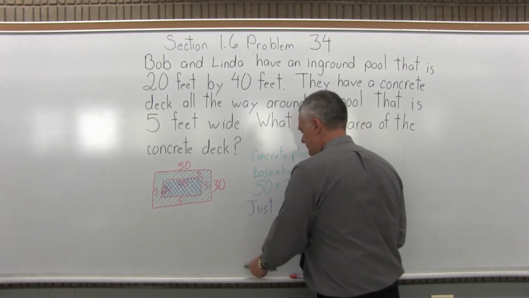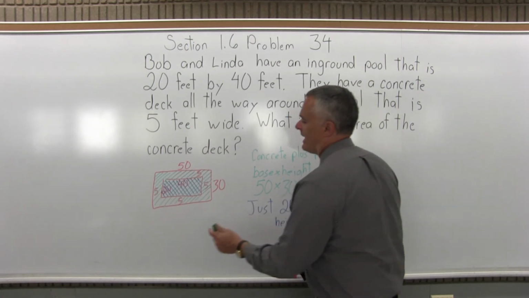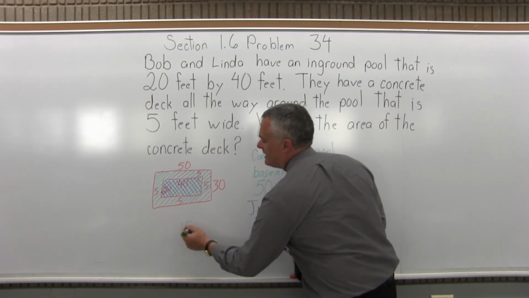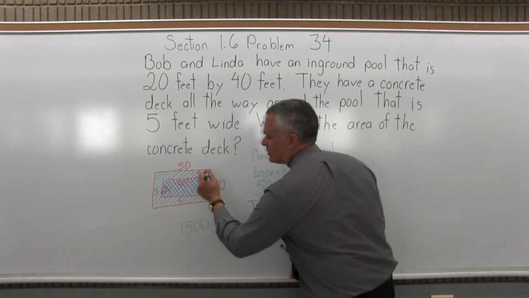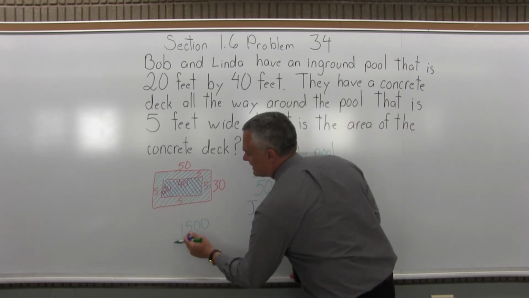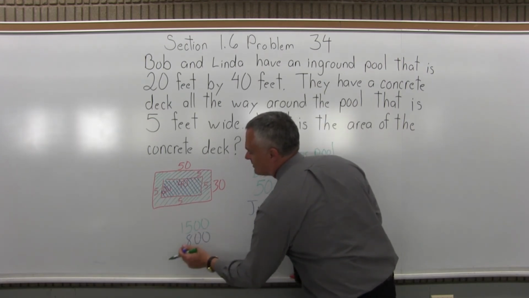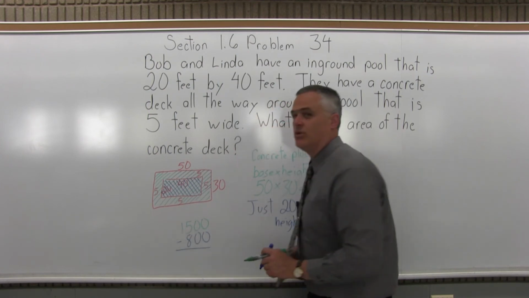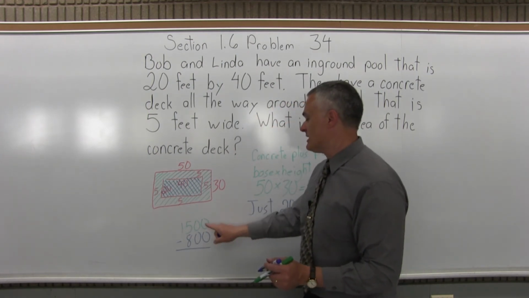So I have 1,500 for the total concrete plus the pool, minus 800 for just the pool by itself. So now I can do that subtraction.